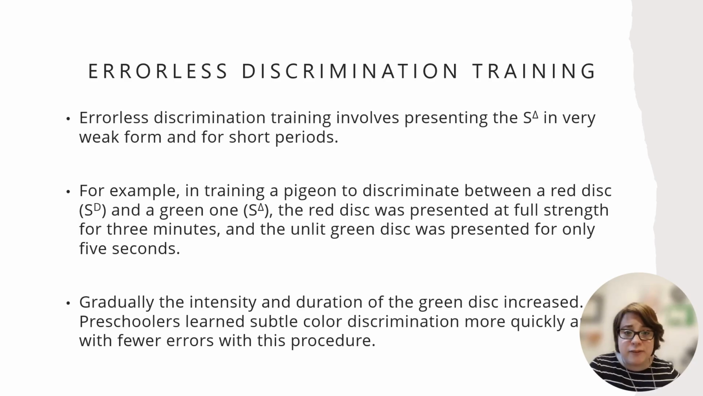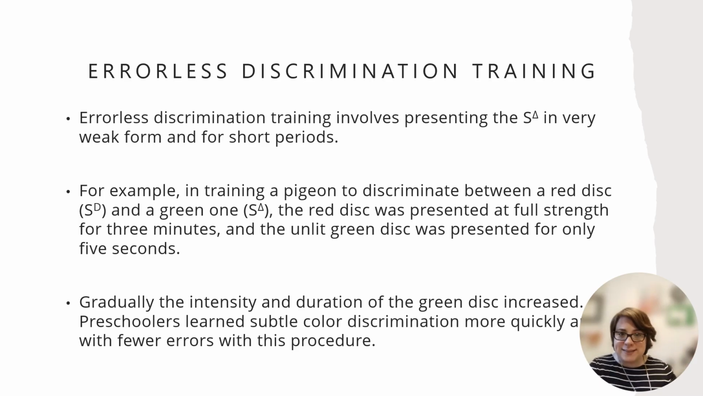Gabois and Reeve in 2014 also used this procedure to train dogs to detect explosives by introducing incorrect scent cues in a weakened form and gradually increasing the salience of those incorrect cues. So dogs made fewer errors and learned the task more efficiently and showed less frustration during training compared to traditional methods, right? So again, why is errorless training so effective?